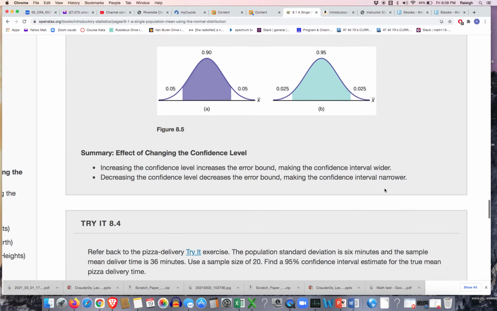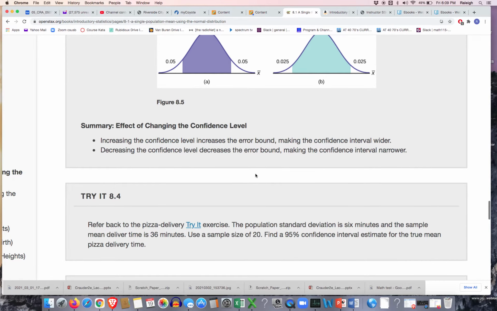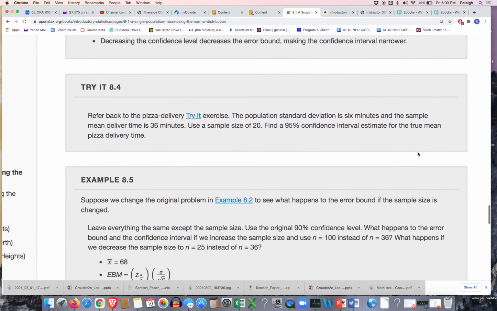I've been fond of asking questions that ask you to do all three of them, because once you get the hang of it, doing it a couple more times is not a big deal at all, and you can see it actually getting wider. So increasing the confidence level increases the error and makes the interval wider, of course, and when you decrease the confidence level down to like a 90 or even an 80, it decreases the error and makes the interval, of course, narrower, kind of intuitive.